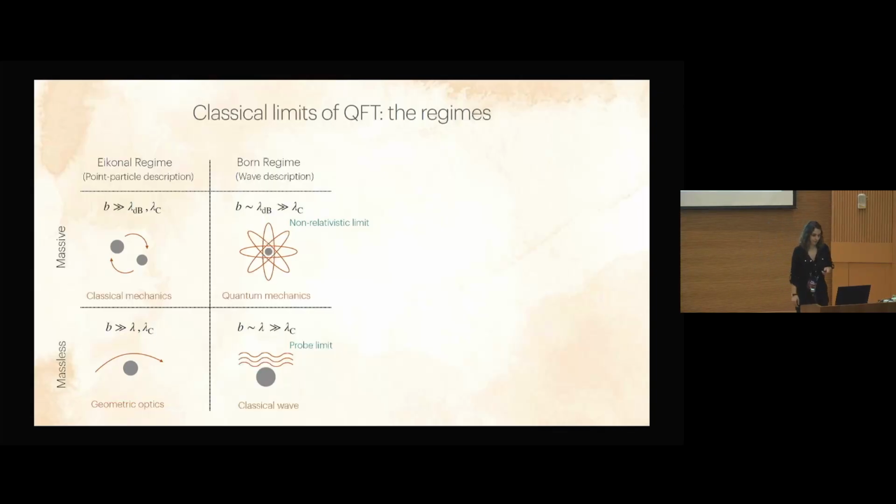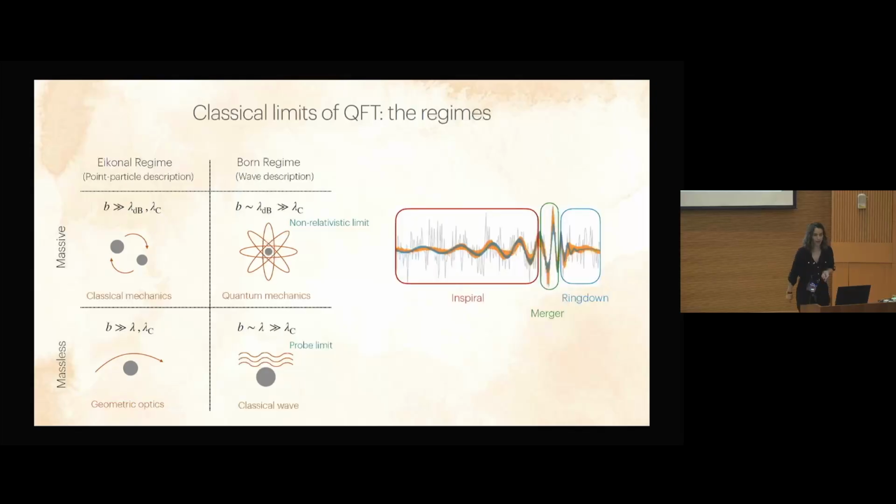Now many people here care about trying to describe waveforms, or to describe what we see in our detectors. And if you're interested in describing the inspiral limit from an amplitude calculation, of course, you would go into this eikonal regime. While if you care about the ringdown, then you should probably work in the classical wave limit.